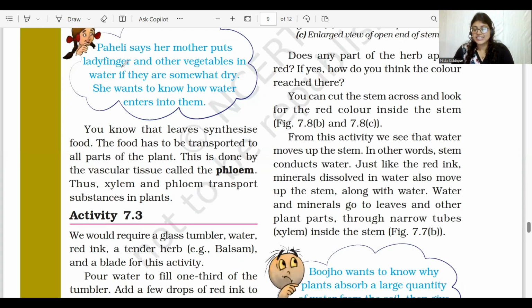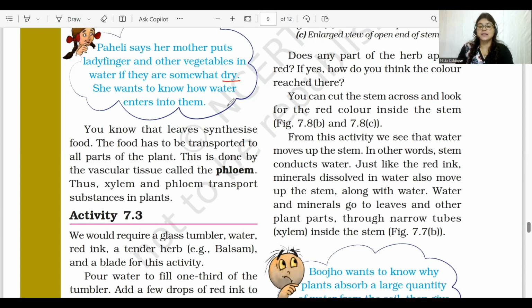Now Paheli is having a very interesting question. Paheli says that her mother puts lady's finger and other vegetables in water if they are somewhat dry. It often happens with us also. अगर कोई भी vegetable थोड़ा dry होता है, we put it inside the water. Now she wants to know how the water enters into them. We know that there is xylem present, but what about the fruits and vegetables? Do they also have xylem? So the answer is no.